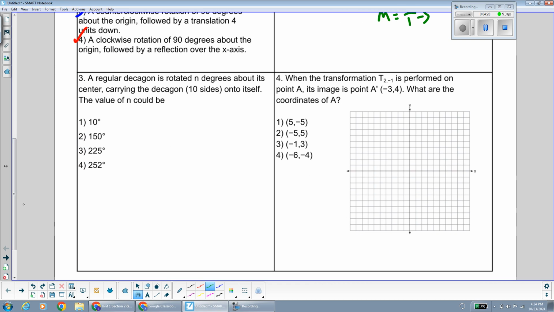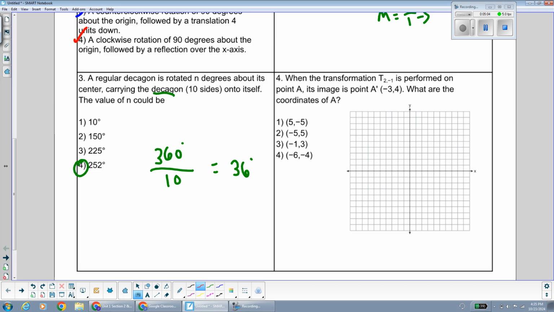Number 3 is rotational symmetry. Remember to find the minimum number of degrees that something could be rotated to look like itself about its center. We could do 360 degrees divided by the number of sides and angles, which is 10 for the decagon in this question. So that is 36 degrees. 36 degrees is not a choice. So we have to see which one is a multiple of 36. So you can take each one of these and divide by 36 and see which one gives you a whole number, which one goes in evenly. And that will be 252.